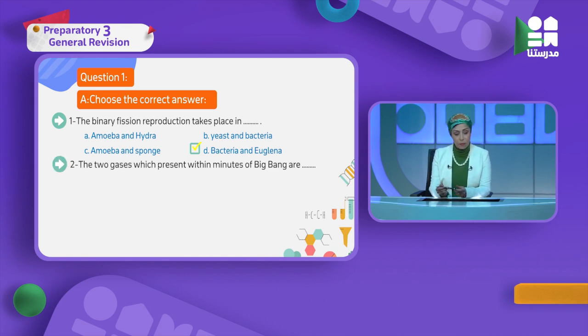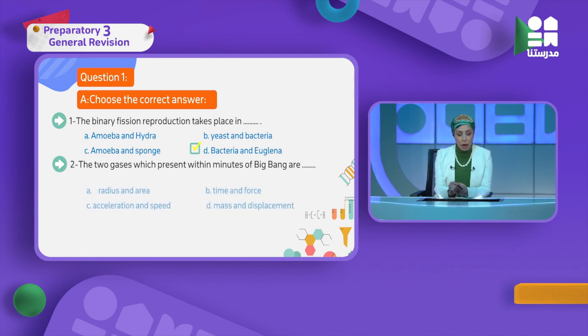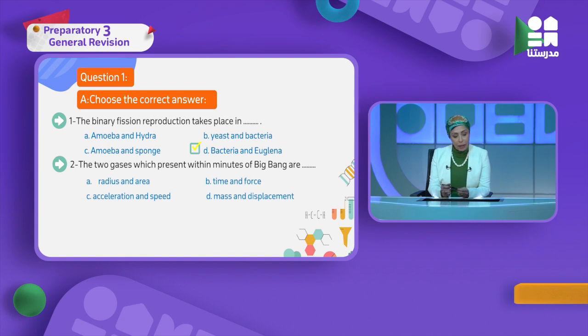The second question: the two gases which were present within the first minutes of the Big Bang Theory. The first gases evolved during the Big Bang Theory. What are the gases? Of course, you know quite well the gases. Either it's helium and hydrogen.